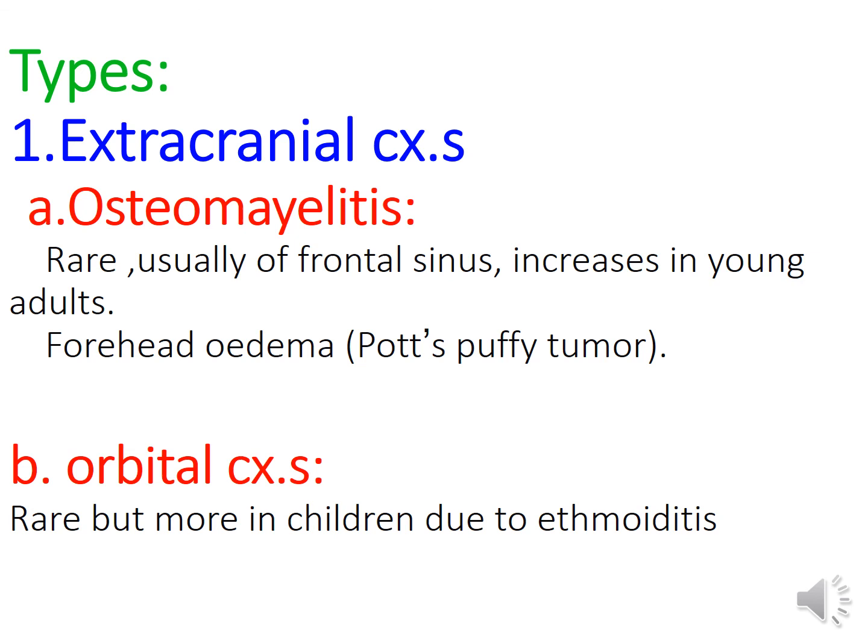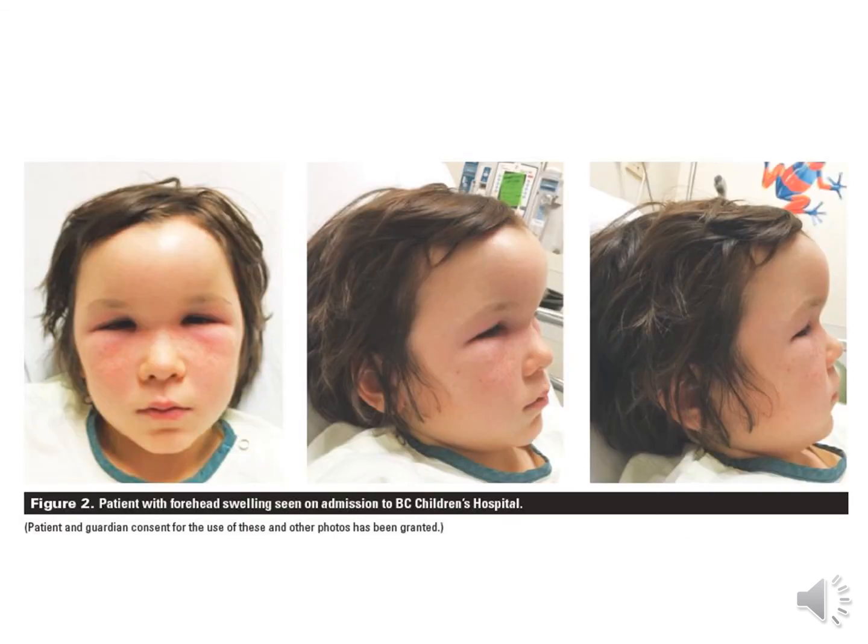Types of complication: extracranial, like osteomyelitis. It is rare, usually affects the frontal sinus, and is more common in young adults, causing swelling in the forehead called Pott's puffy tumor. Orbital complications are rare but more common in children. This is Pott's puffy tumor, frontal swelling of the forehead due to frontal sinusitis.